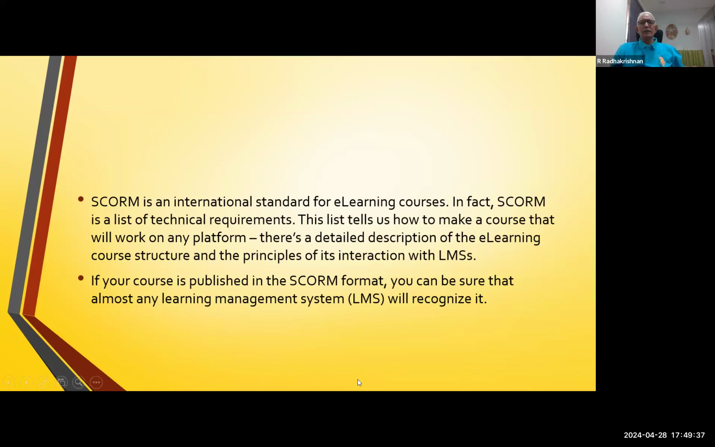That's what it is. Now, SCORM is an international standard for e-learning courses. In fact, SCORM is a list of technical requirements. They will say when you are trying to put e-learning courses, it has to be SCORM compliant. This list tells you how to make a course that will work on any platform. And there is a detailed description of the e-learning course structure and principles of its interaction with them.